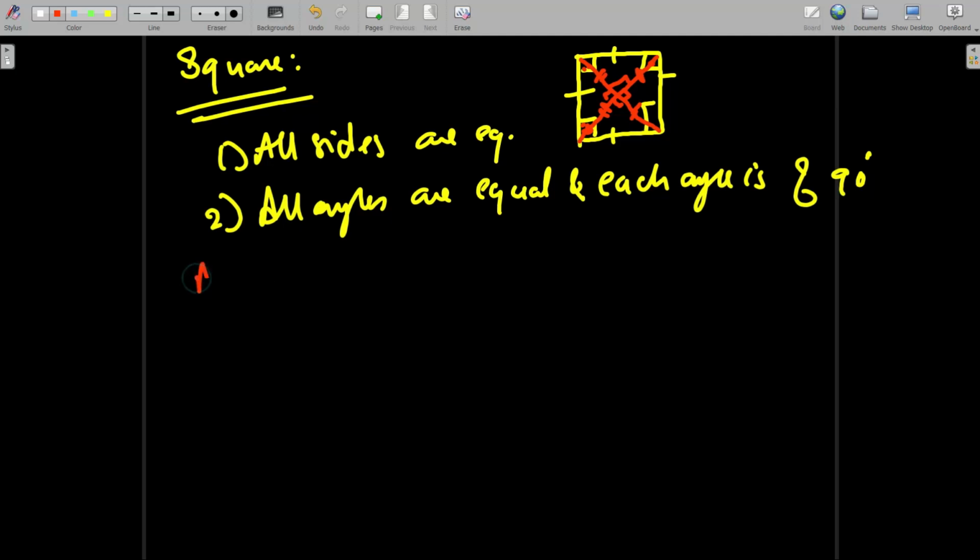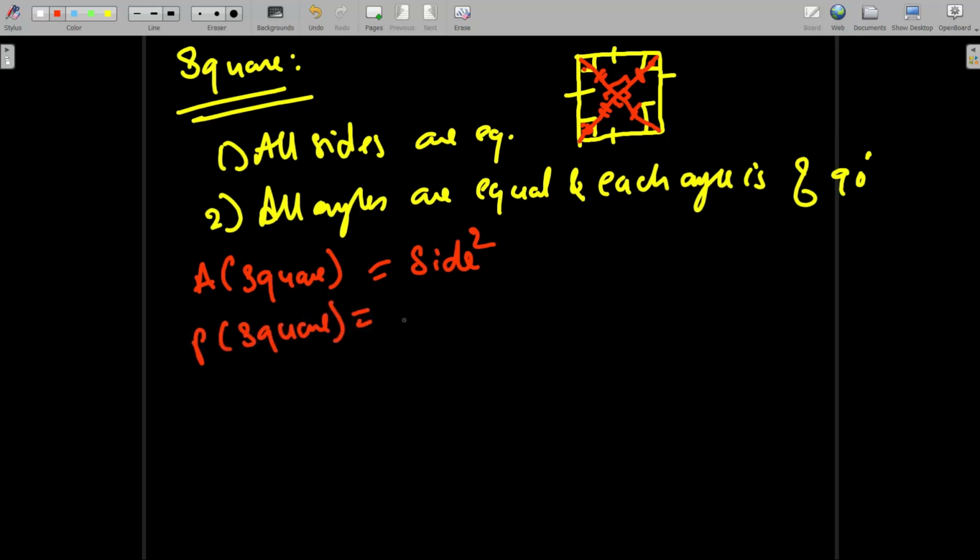And if we see the area of a square, all sides are equal, right? So it is equal to side square. Now the perimeter of a square is equal to the sum of all sides. Since all sides are equal, it is 4 into side. Why 4 into side? Because there are 4 sides, and multiplying 4 into one side automatically gives the total boundary length. So that is your perimeter of a square.